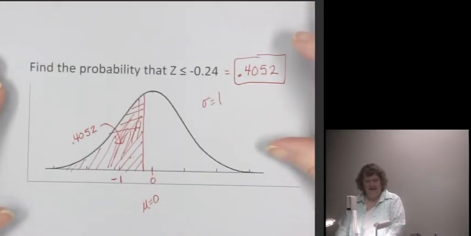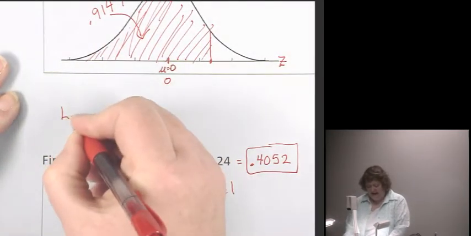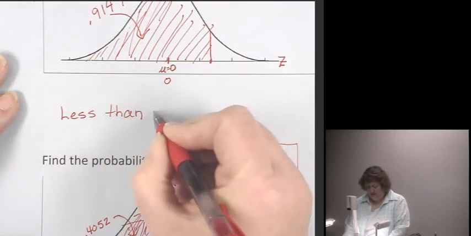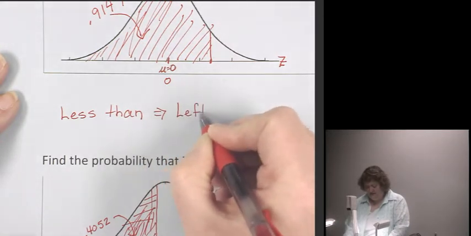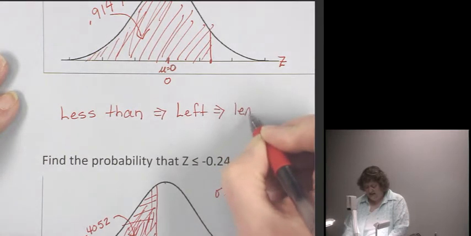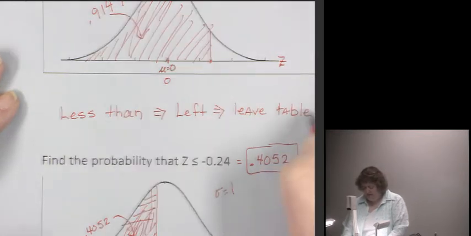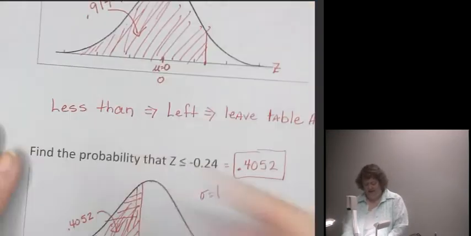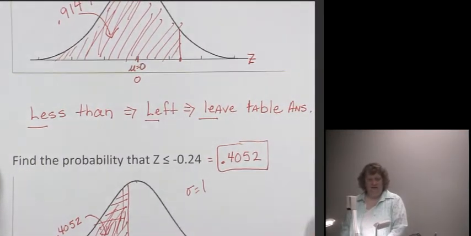Both of these were less than. And for me, the way that I remember it is for less than, it's shaded to the left, and we leave the table as the answer. Less, left, leave. It's a nice little alliteration there.